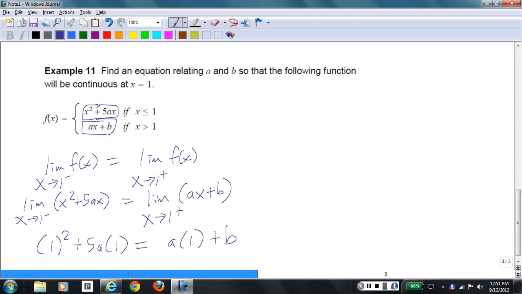And we're not going to be able to single out a particular value of a or of b because we have two unknowns, but just the one equation. There's no other constraint on this. So just simplify. 1 plus 5a equals a plus b. And I could solve for a in terms of b or b in terms of a. Since b is almost by itself, it would be easier to solve for b in terms of a. So I'm going to subtract a from both sides to get 1 plus 4a equals b.